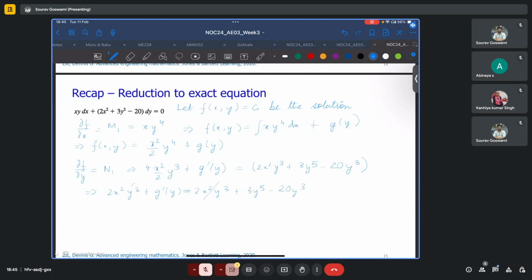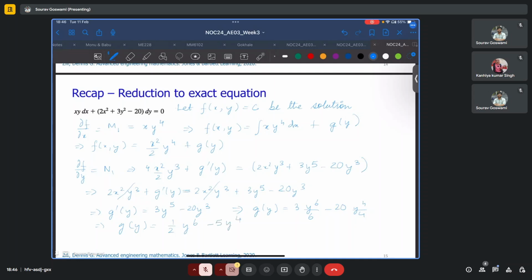This term gets cancelled out on both sides. This implies that g prime of y is equal to 3y power 5 minus 20y cube. And if we just integrate this to obtain g of y, this will give us y power 6 by 6 minus 20 y power 4 by 4, or g of y is equal to half y power 6 minus 5 y power 4.